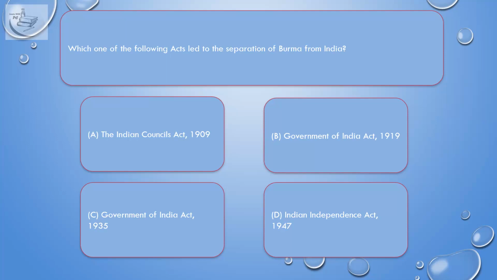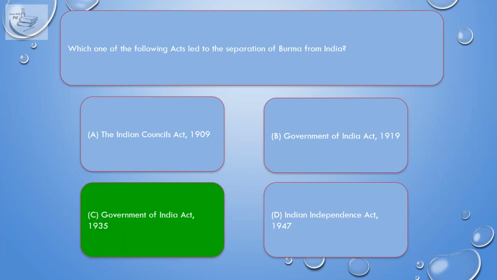Question: which one of the following acts led to the separation of Burma from India? A. The Indian Councils Act, 1909. B. Government of India Act, 1919. C. Government of India Act, 1935. D. Indian Independence Act, 1947. Correct answer is C. Government of India Act, 1935.